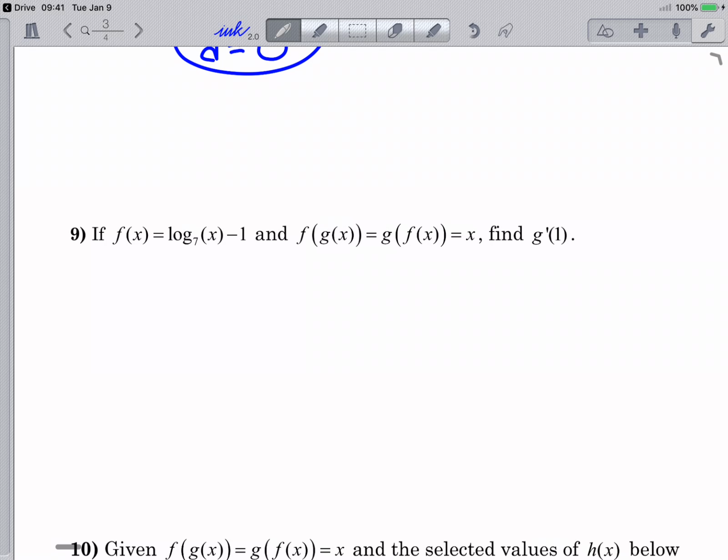So, for the next problem, if f of x is this, and f of g of x equals g of f of x equals x, find g prime of 1. What does this nonsense mean? It means f and g are inverses of each other. So what I'm going to do is write f and g, and work with the points. So it wants me to find g prime of 1.